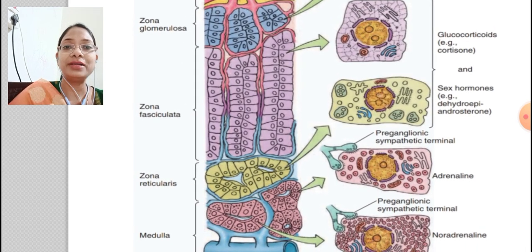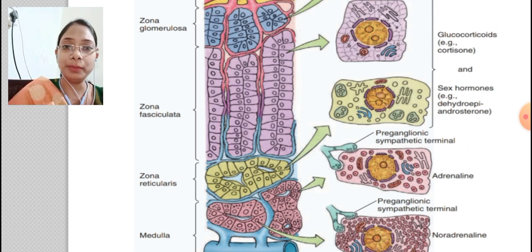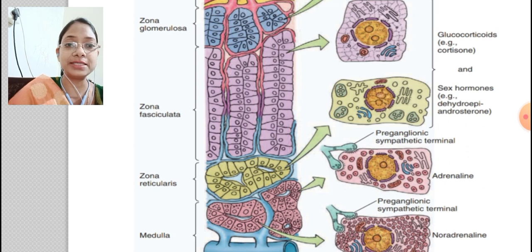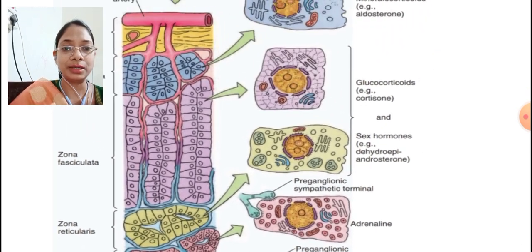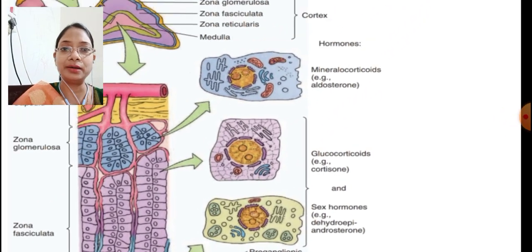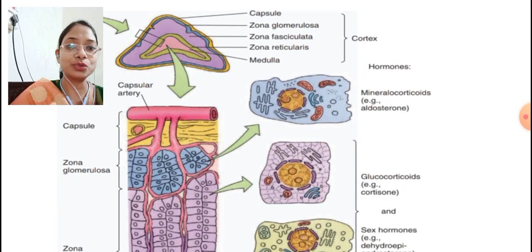Zona glomerulosa has an acini-like structure. Zona fasciculata has a straight column-like arrangement of the cells, and zona reticularis has a network-like arrangement of the cells. And the innermost is the medulla. Then we will discuss the cells of the zona glomerulosa.